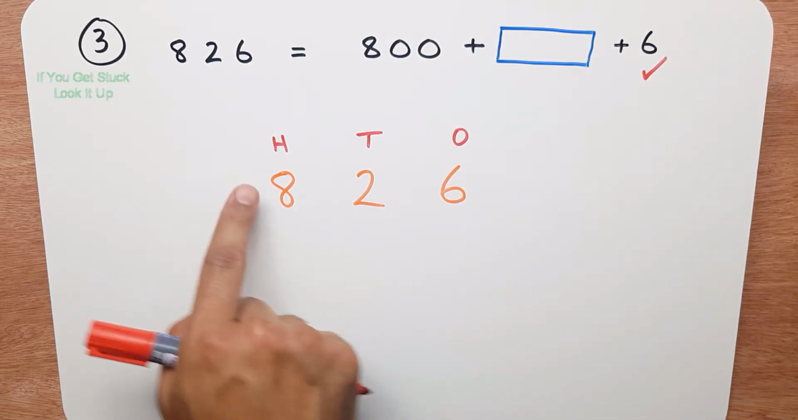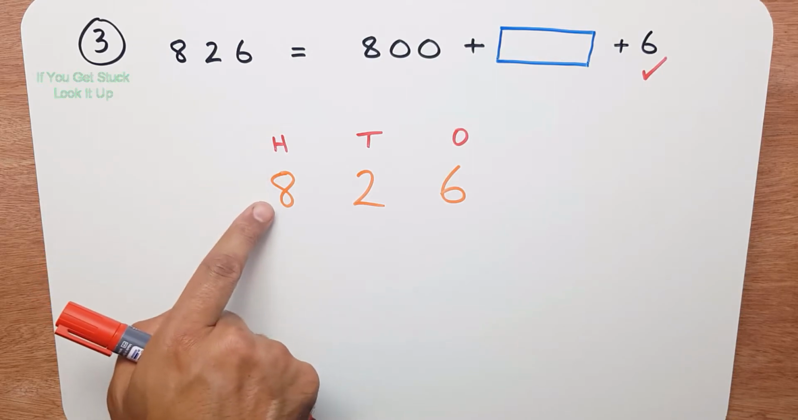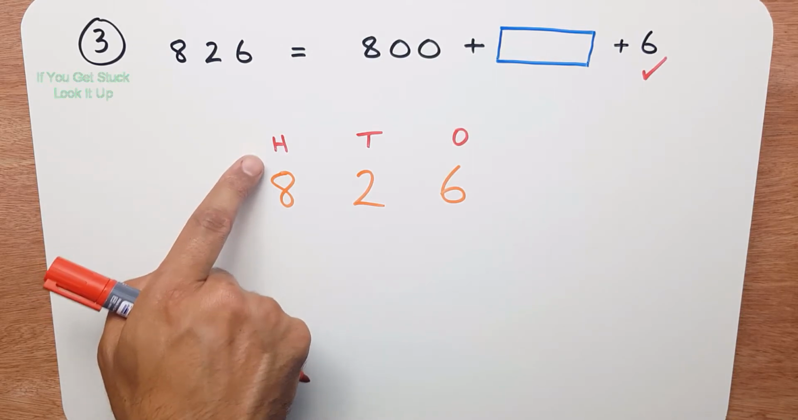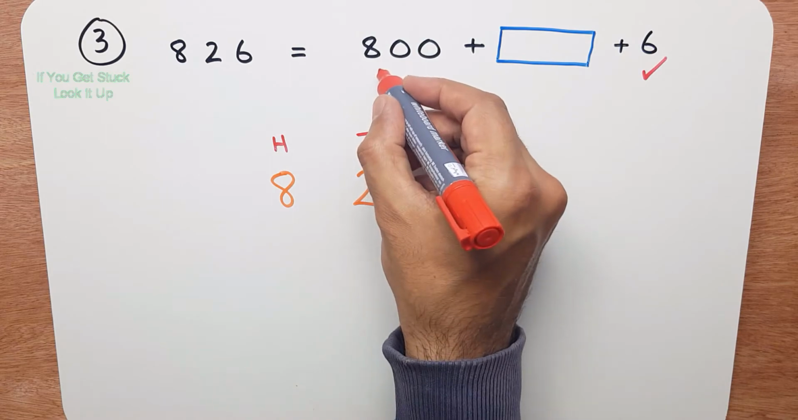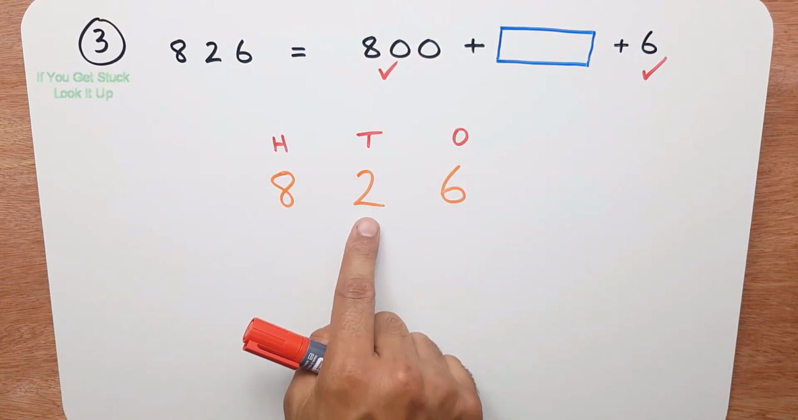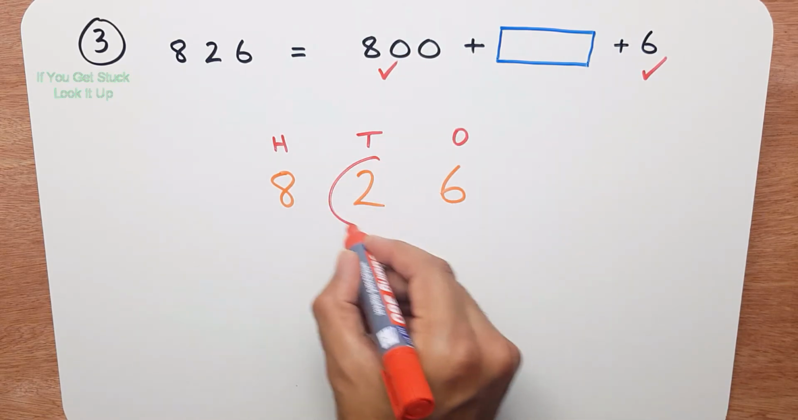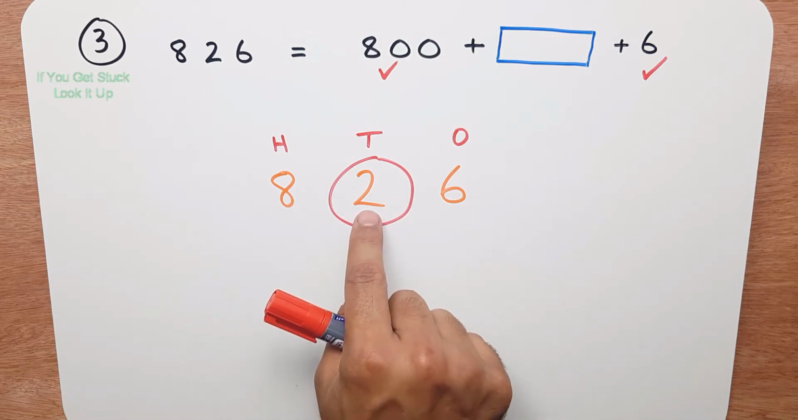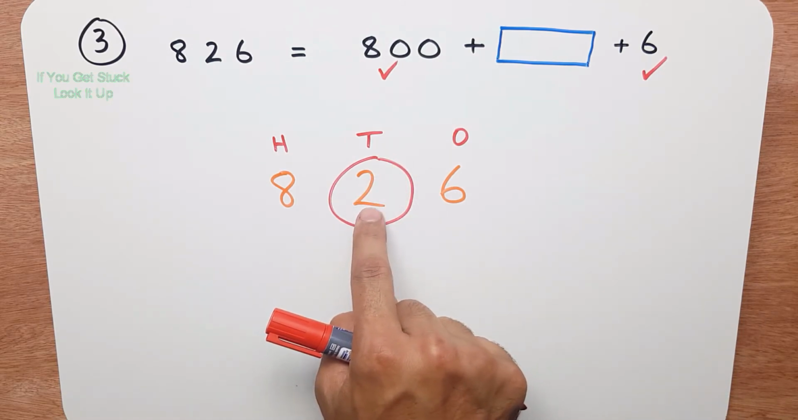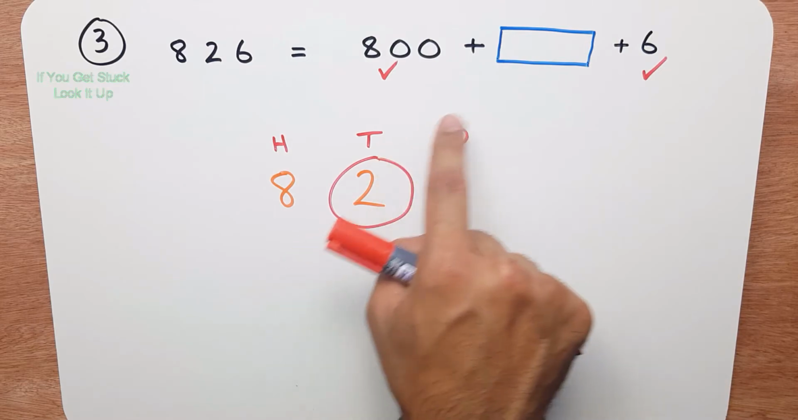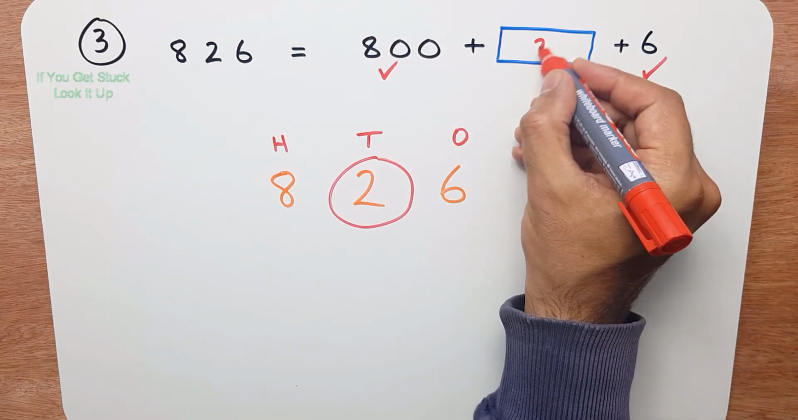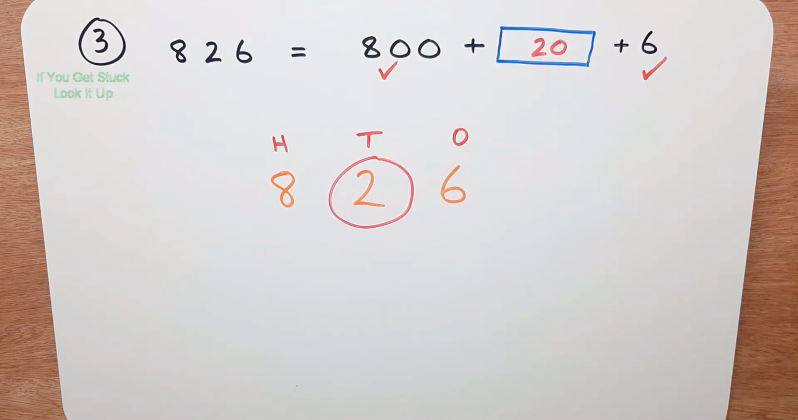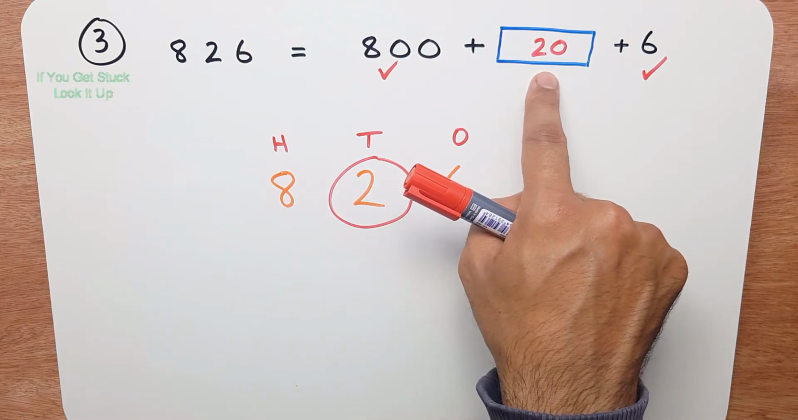This here is in the hundreds column, so that's 8 hundreds, which is 800, and we've got that. So the only one we're missing is this one, and that is in the tens column. So 2 lots of 10 is 20. So the number that was missing was 20.